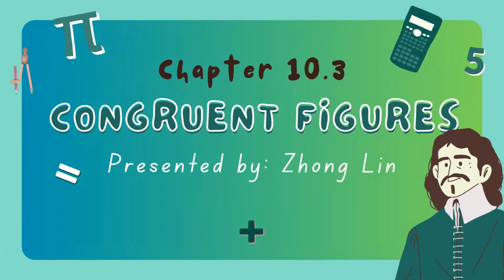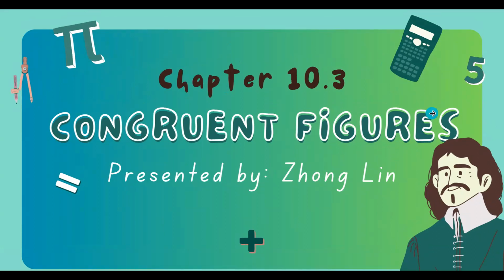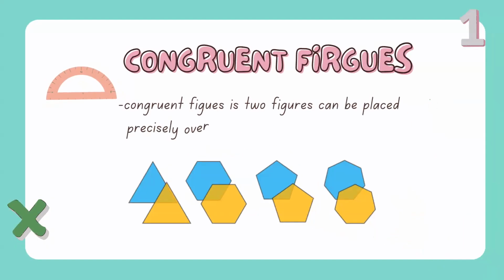So 10.3 is congruent figures. Congruent figures are two figures that can be placed exactly over each other, like in opposite positions.